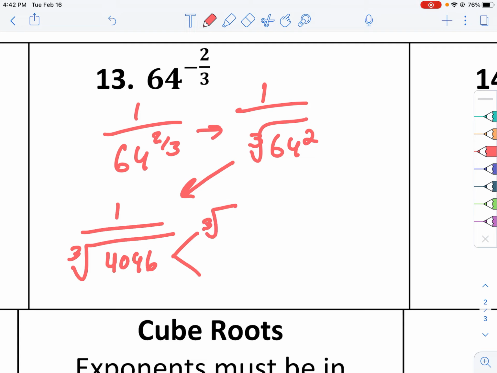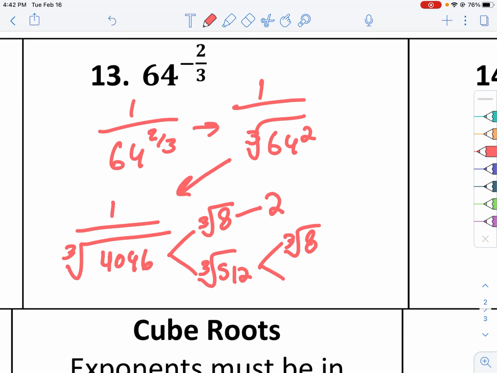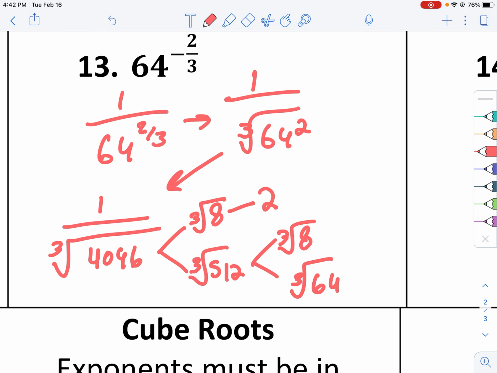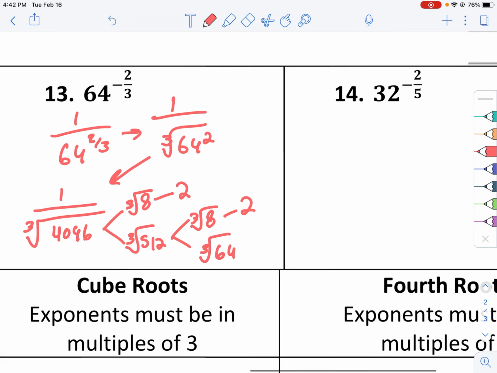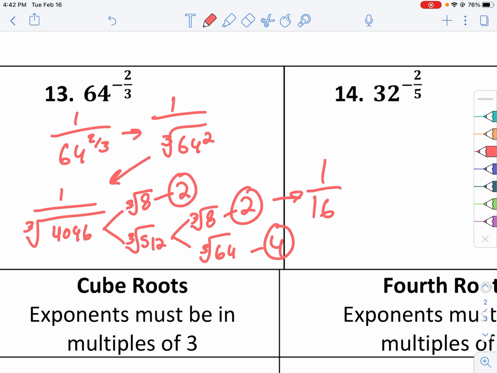So like cube root of 8, right? You take 4,096, divide it by 8, you get the cube root of 512. So the cube root of 8 is just 2. Well, cube root of 512 is the cube root of 8 again, and then the cube root of 64, so that gives us 2. Cube root of 64 is just 4, so that's 2 times 4. So then this final answer is 1 over 16 when you multiply 2 times 4.